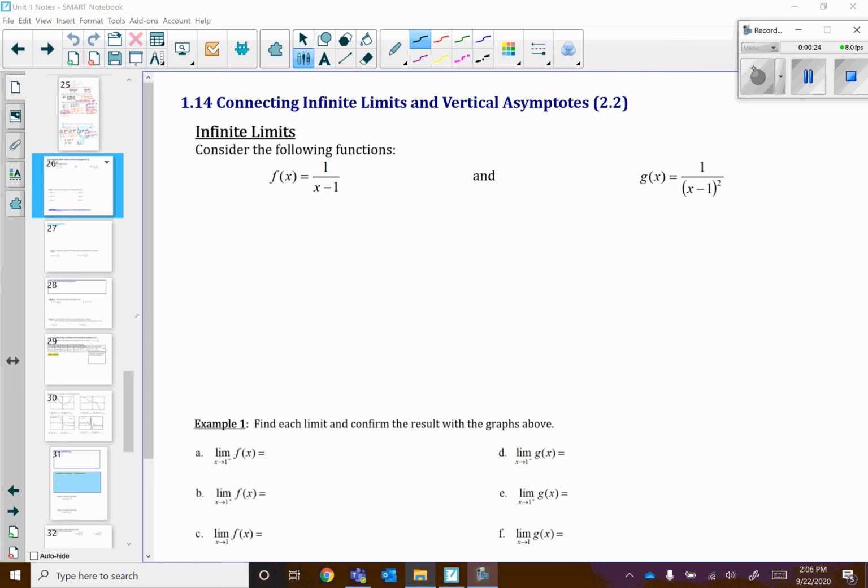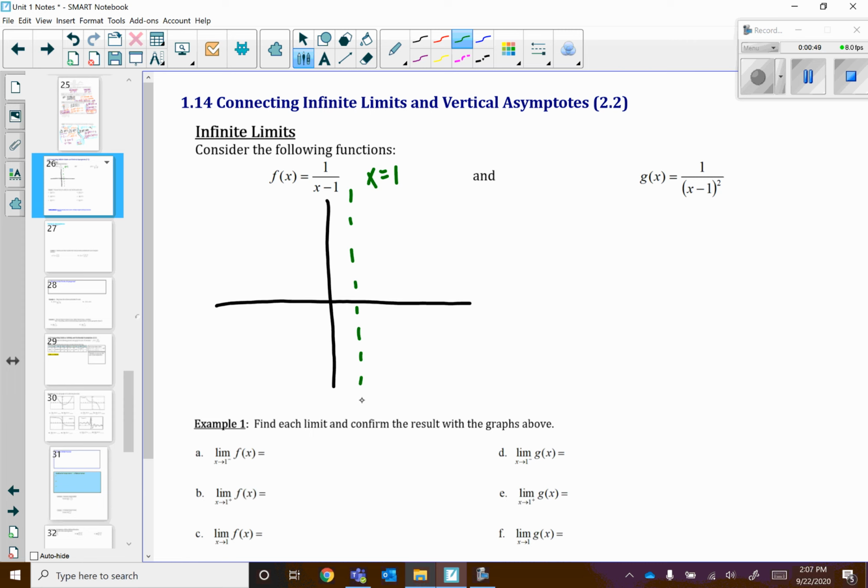We've got f of x equals 1 over x minus 1, and g of x equals 1 over (1 minus x) quantity squared. So let's think, what do we remember about these? The first one, hopefully we know it's a rational function, and we see that it will have a vertical asymptote at x equals 1. So I'm going to add a vertical asymptote at x equals 1.